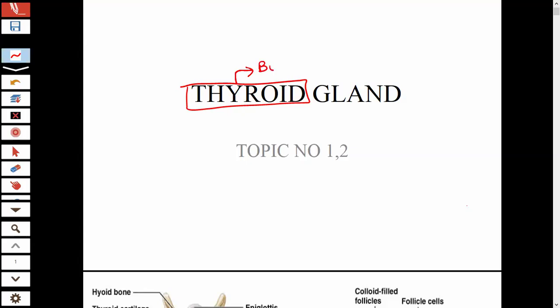See here, the first important point you must remember is that the thyroid gland is a butterfly shaped organ. Its weight is roughly about 20 to 25 grams.